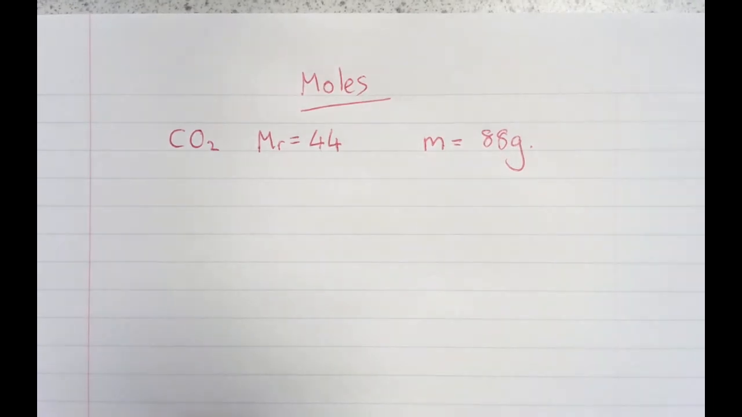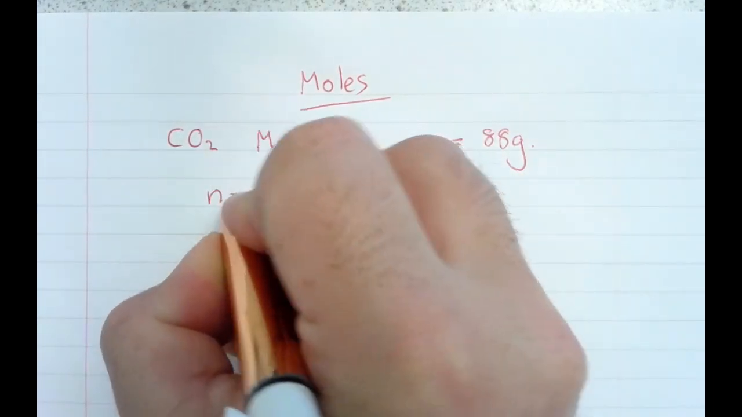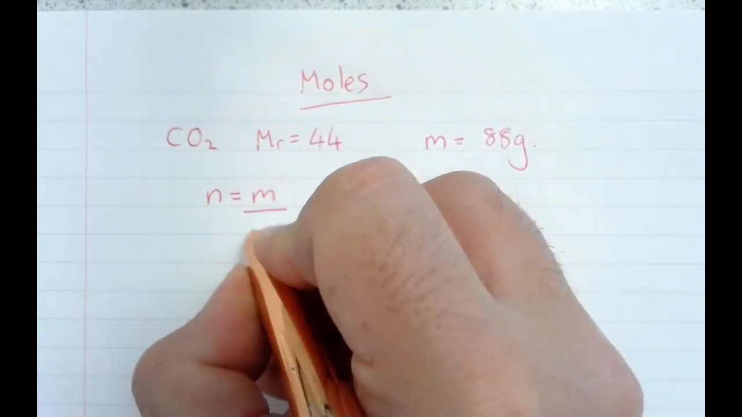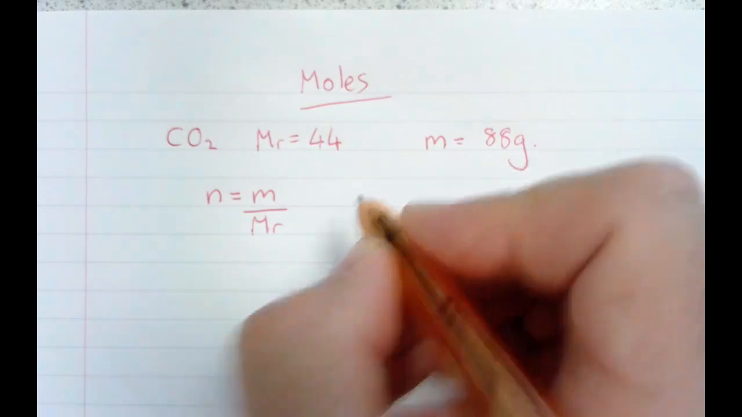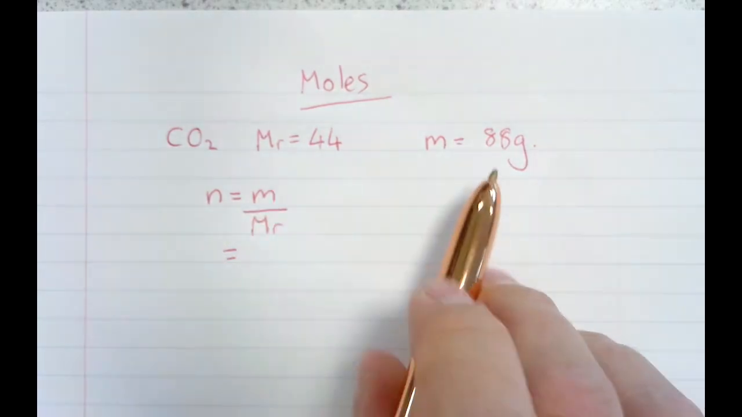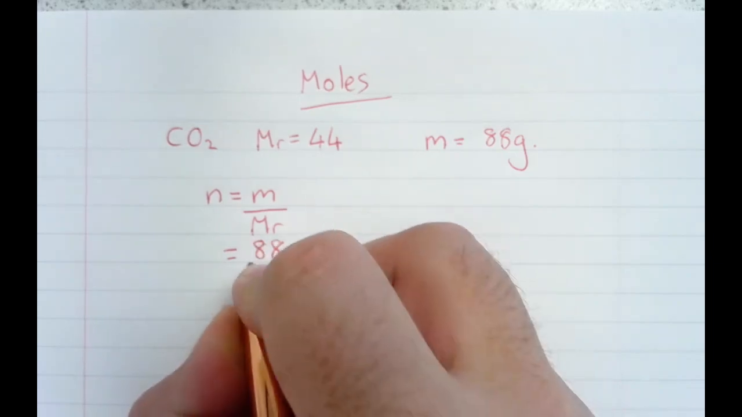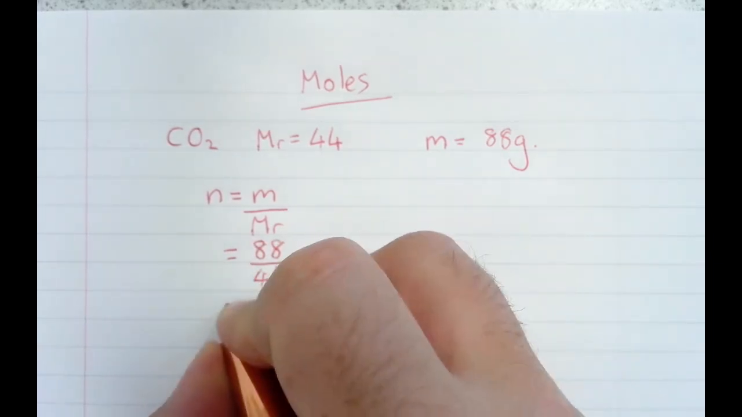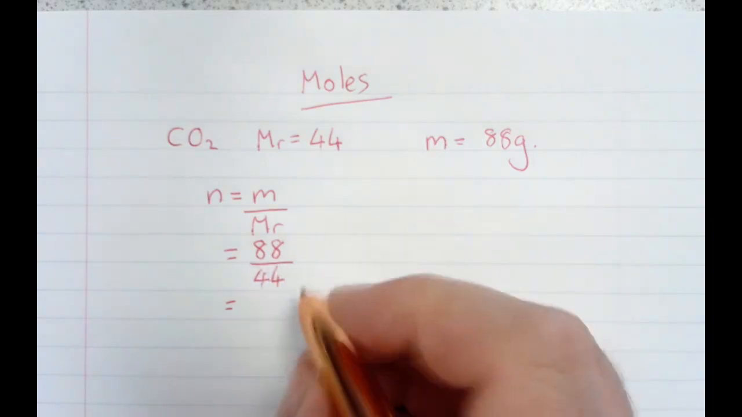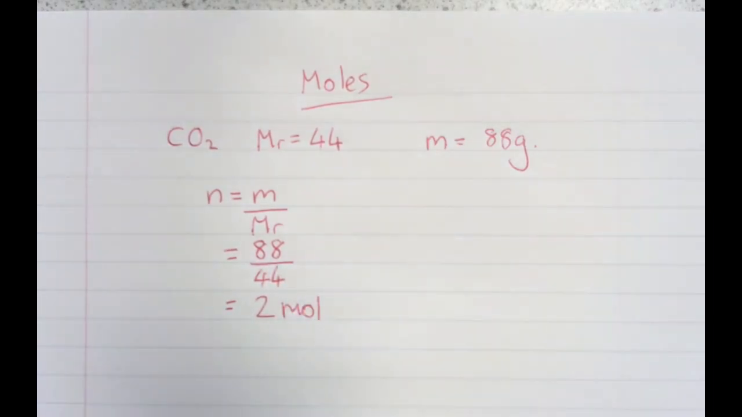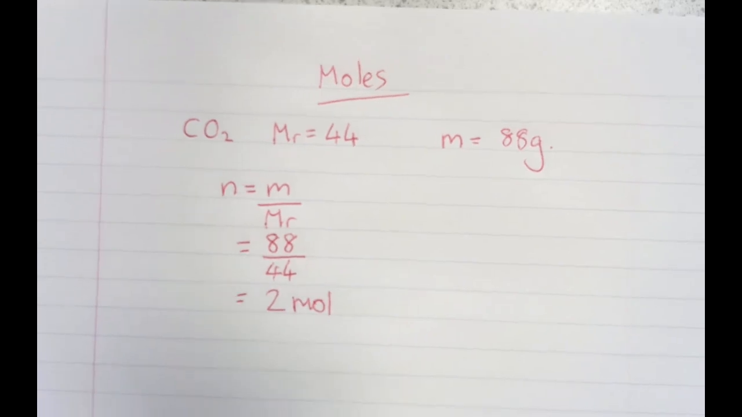To calculate the number of moles, we simply do the mass in grams divided by the relative formula mass. So in this instance, if we have a mass of 88 grams, we simply do 88 over 44, and that is 2 moles. And we just use mol for short, which is short for moles.